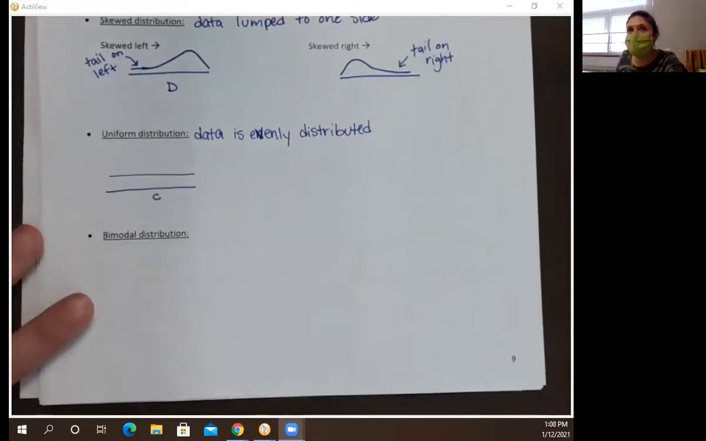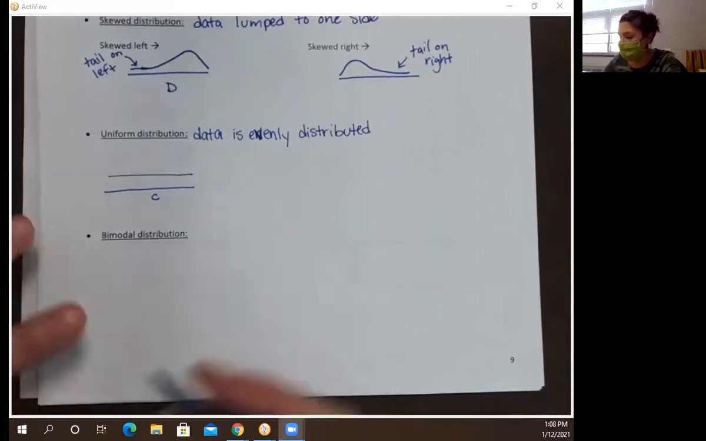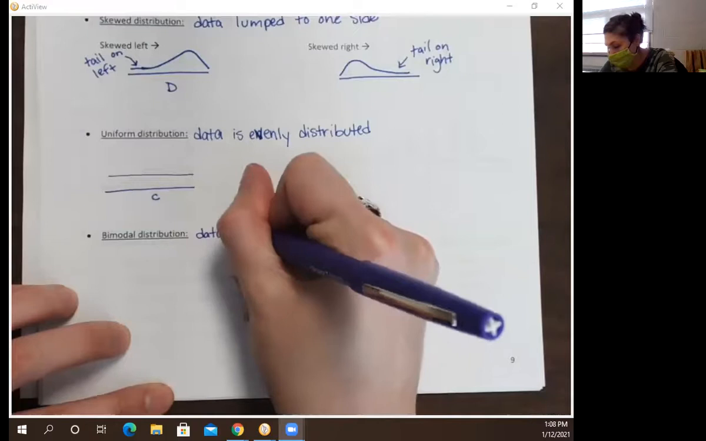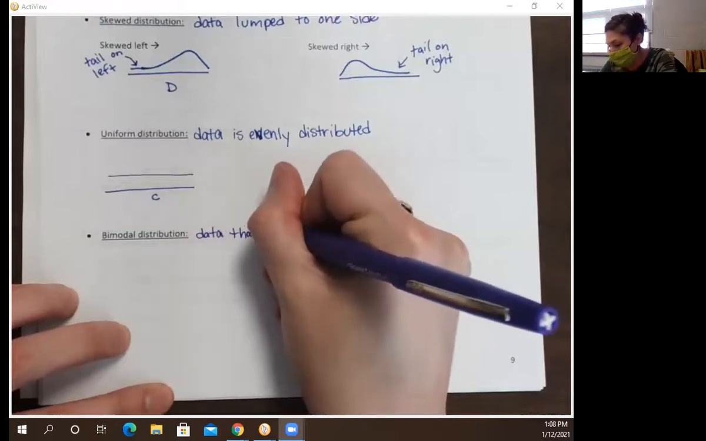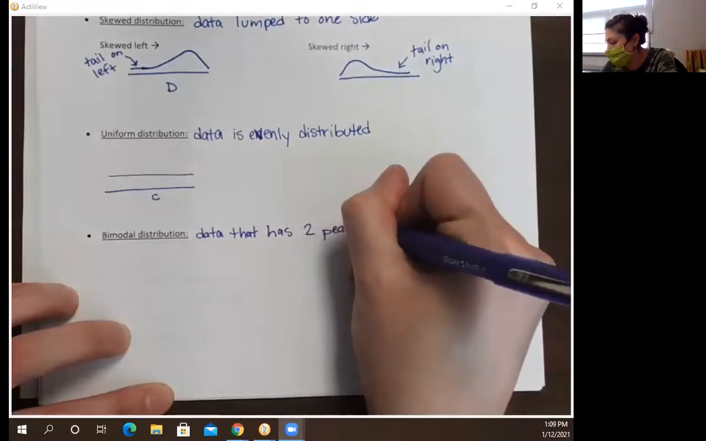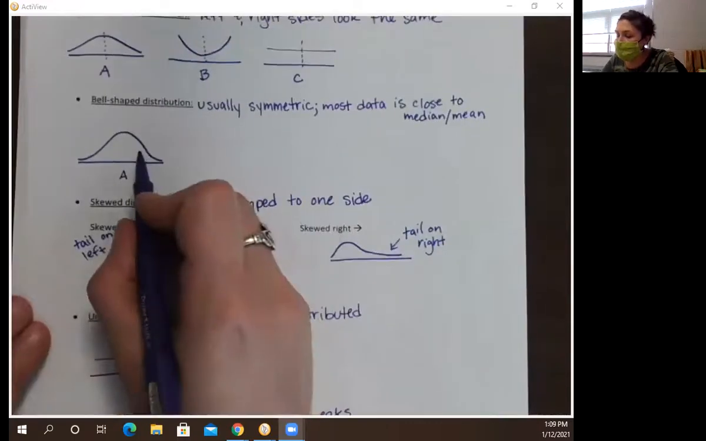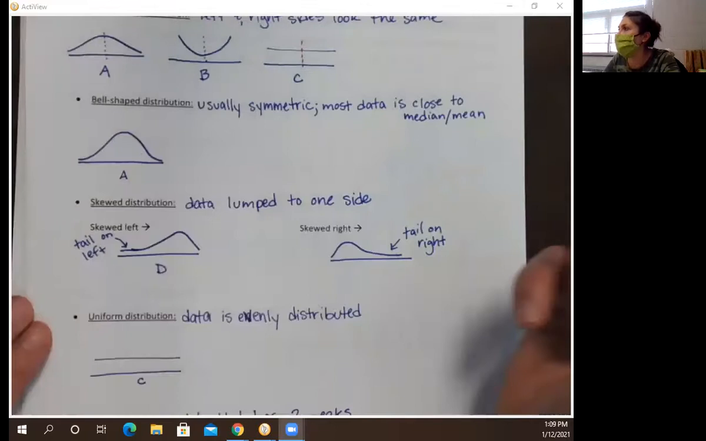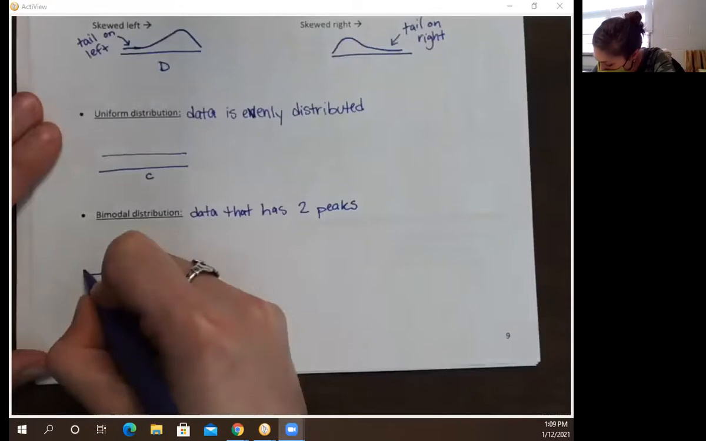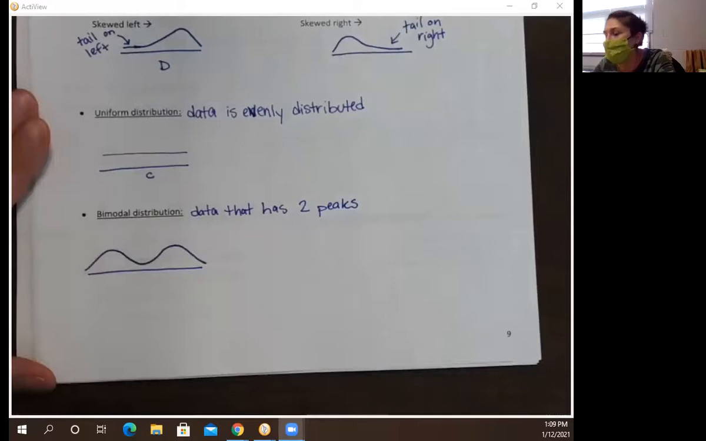And then the last one that we'll talk about, but we didn't have an example on page 8, is something called bimodal distribution. So a bimodal distribution would be data that has two what we'll call peaks. It sort of looks like if I took a couple of bell-shaped distributions and put them together. It would look something like this. I would have a peak and then another distinct peak. That's bimodal.